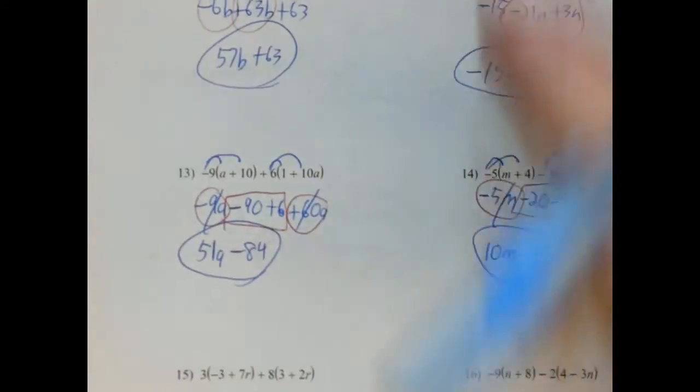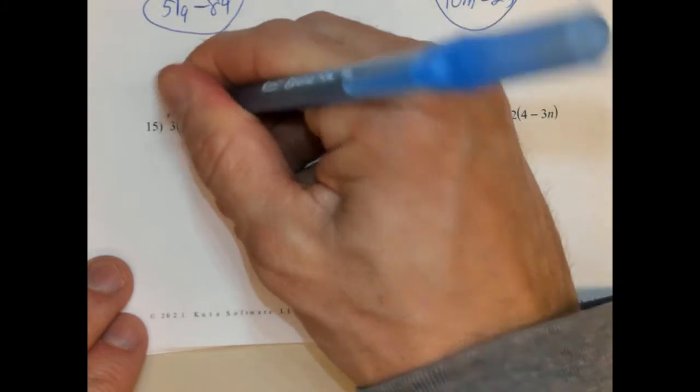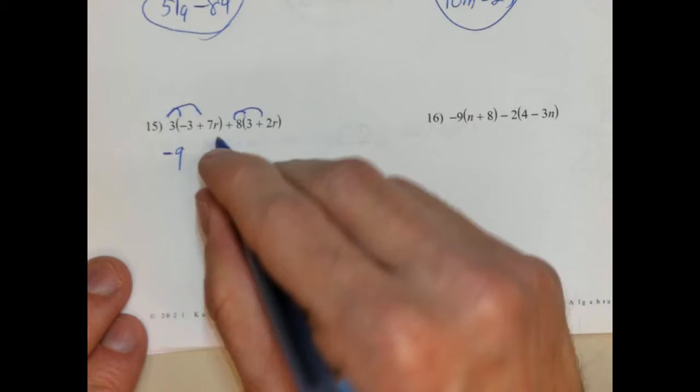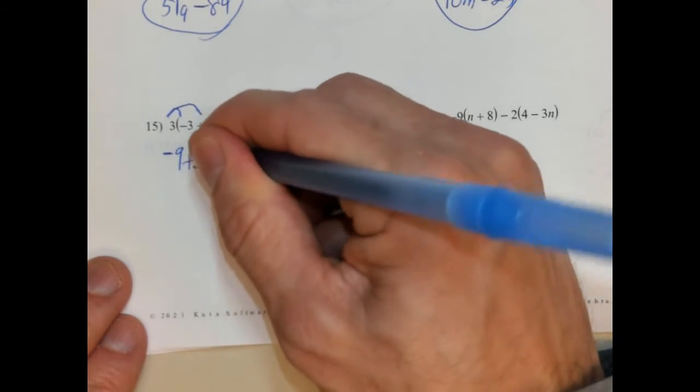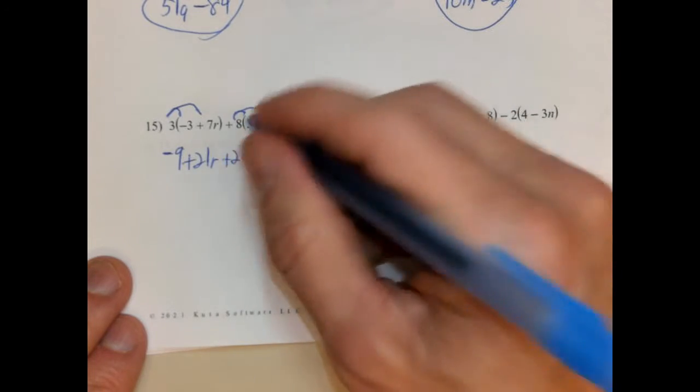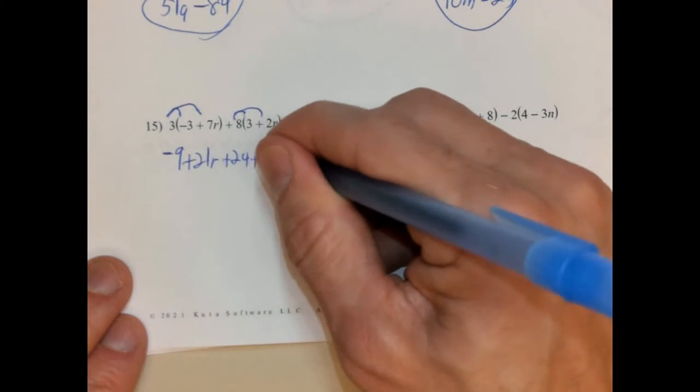Okay, so we got two more. All right, so let's distribute this 3 and this 8. So 3 times negative 3 is negative 9. 3 times 7 is going to be positive 21r. 8 times 3 is 24, positive. And then 8 times 2 is positive 16, and don't forget the r.